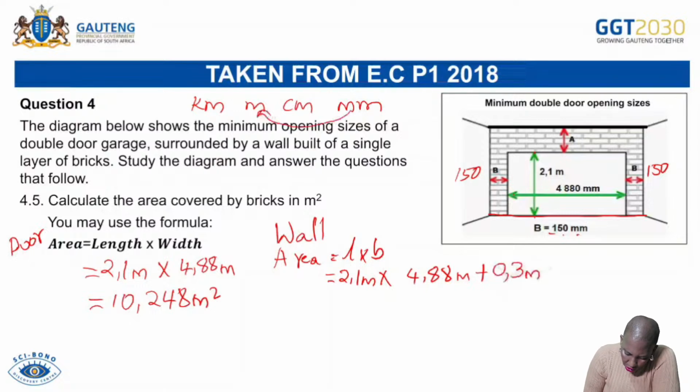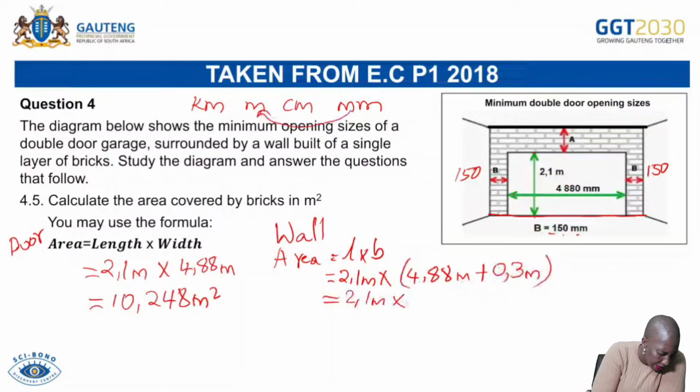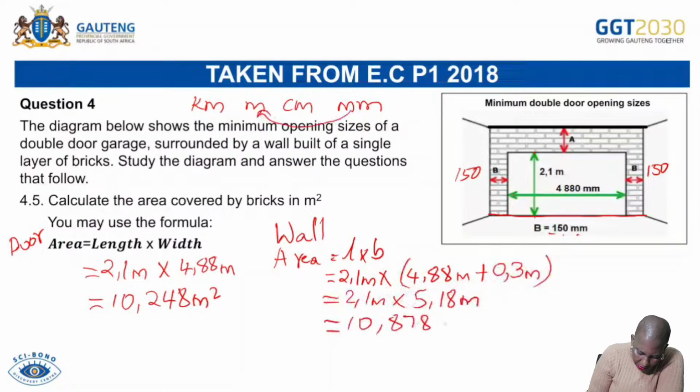0,3 meters. So that means here I have to add this to the 2,1 meters, multiplied by 4,88 plus 0,3. It will be 5,18 meters. And then I just multiply that by 2,1 to get our answer, which is 10,878 meter squared. That is the area of the wall, the entire wall, including the door.